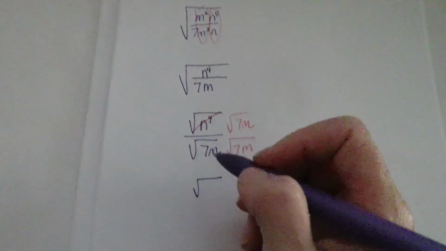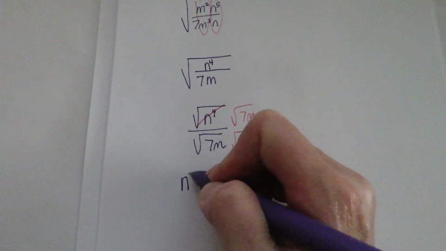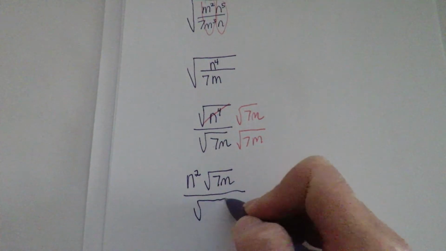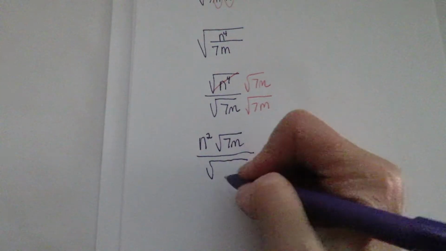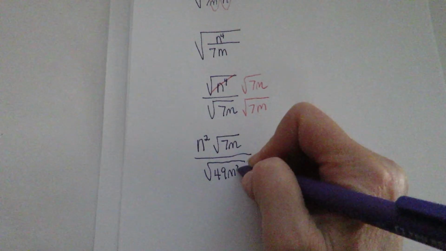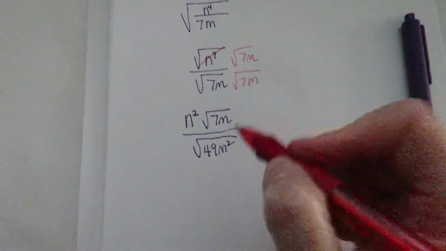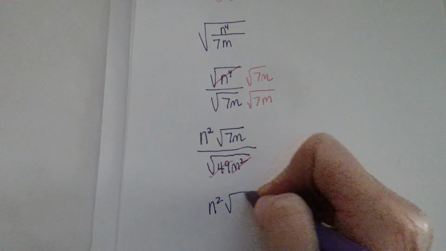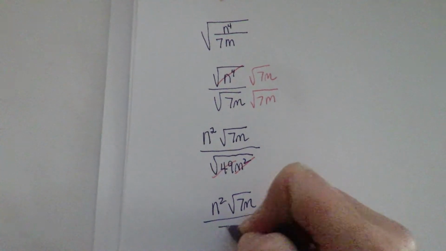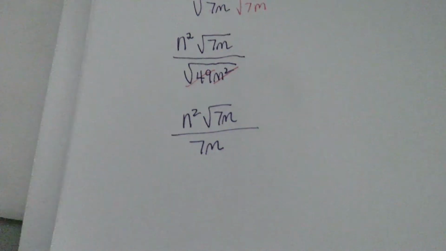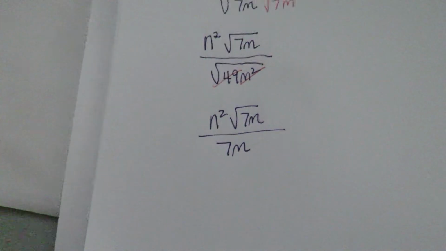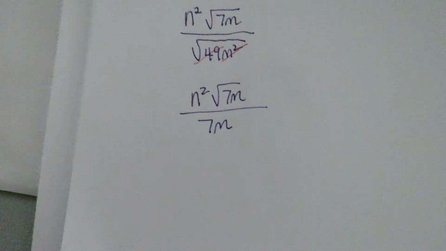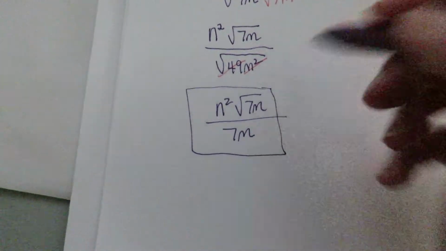Okay, so this n to the 4th came out as n squared. This 7m is under. We made the denominator a perfect square, and then we can simplify it out because it is a perfect square. Okay, and then there you go. And nothing else simplifies here because you can only reduce outsides with outsides and insides with insides. Okay, so that's the final answer to this one.